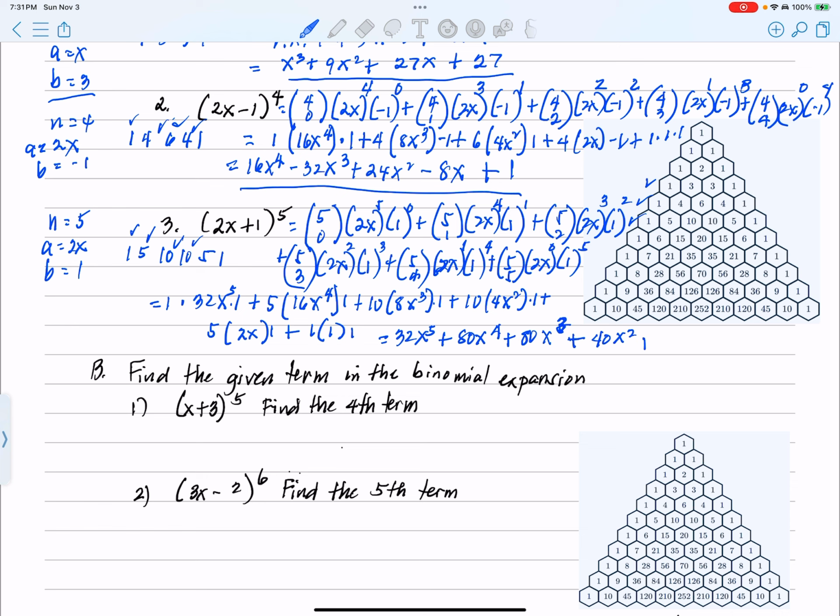Then 5 times 2, that's 10x. Then plus 1. Ooh. So 5, 4, 3, 2, 1. I'm checking on the exponents if I messed up one. So this is supposed to be 3. All right, we have that.